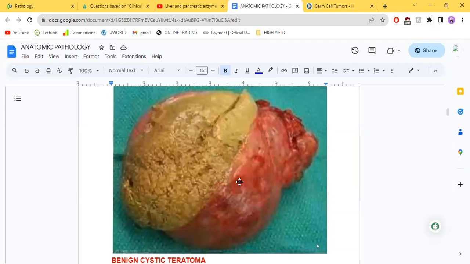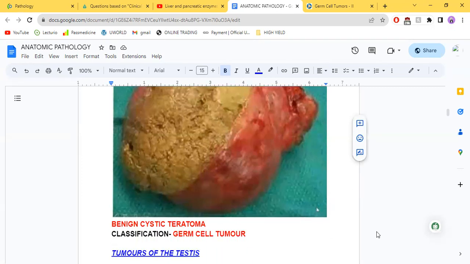Now this looks like a spot of red hemorrhage. Yes. So we said when you see red, that probably infers hemorrhage. When you see black, that probably infers necrosis. And when you see red, not white, that probably infers fibrosis. So maybe we can keep that in mind as we proceed, because we'll describe a lot of these morphologies. Okay, so that is a teratoma, a benign cystic teratoma, and its classification is a germ cell tumor.